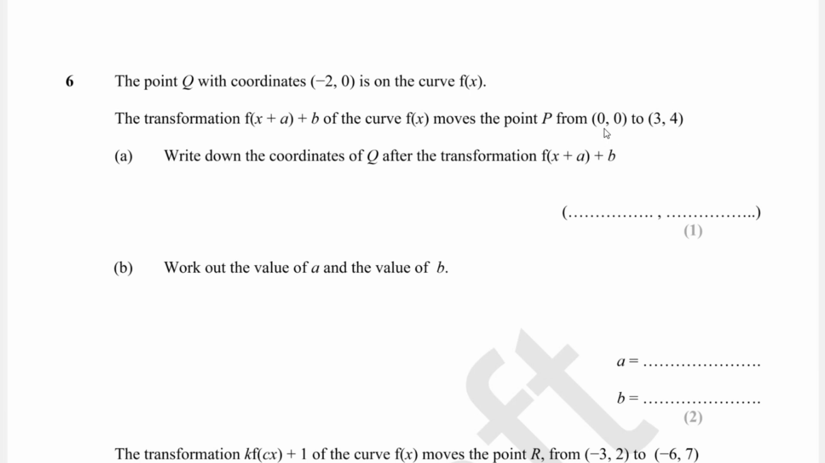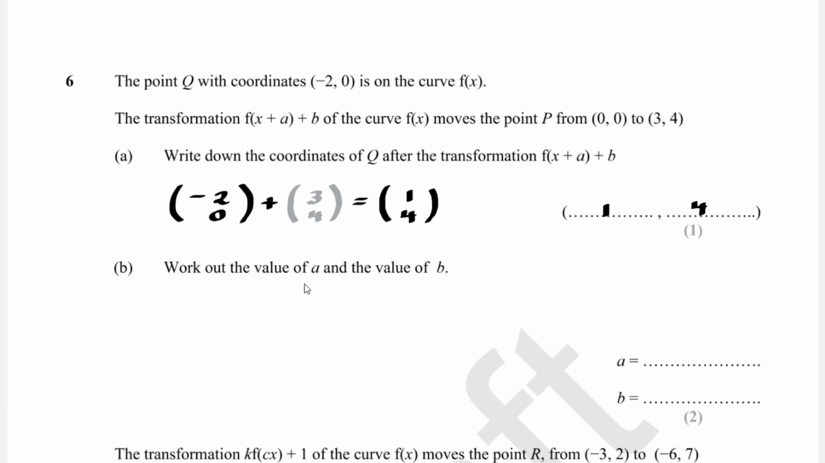Now, to go from 0, 0 to 3, 4, we add 3 in the x direction, we add 4 in the y direction. So, we apply that principle to this point Q. So we've got -2, 0 plus 3, 4. That's how we move from here to here. And if I work this out, negative 2 plus 3 is 1, 0 plus 4 is 4, leaving us with 1, 4, meaning the coordinates of Q are 1, 4.